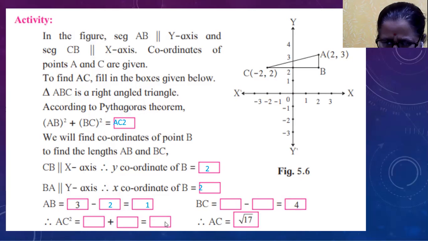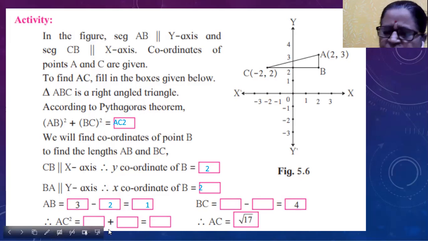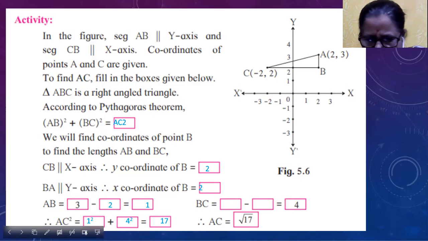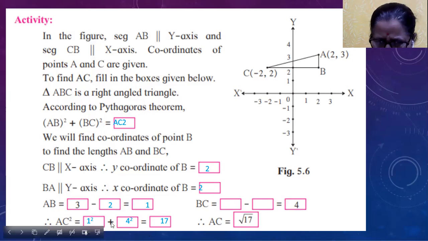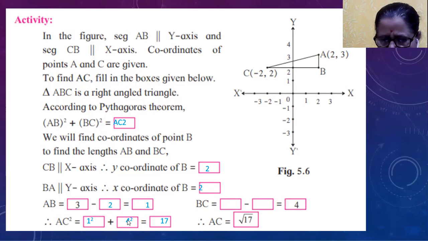So we have to fill in, and for BC, the points we know are 2 and 2, that is equal to, we get 4. So we fill in here 1 square, that is AB is 1, and BC is 4 square. So 1 square is 1, 4 square is 16. So 1 plus 16, the total is 17. So AC is equal to the square root of 17.